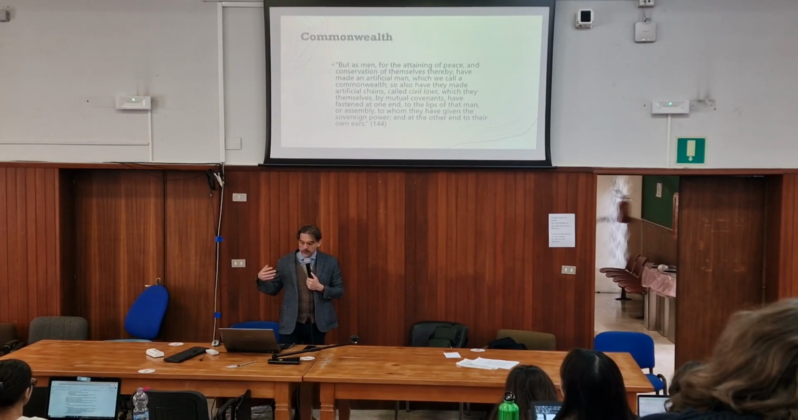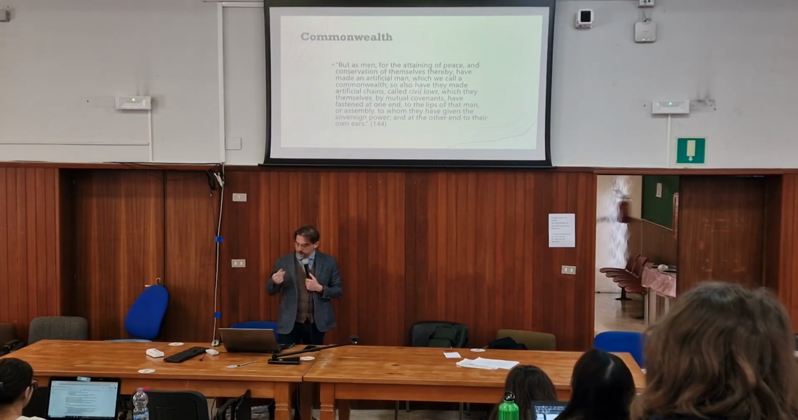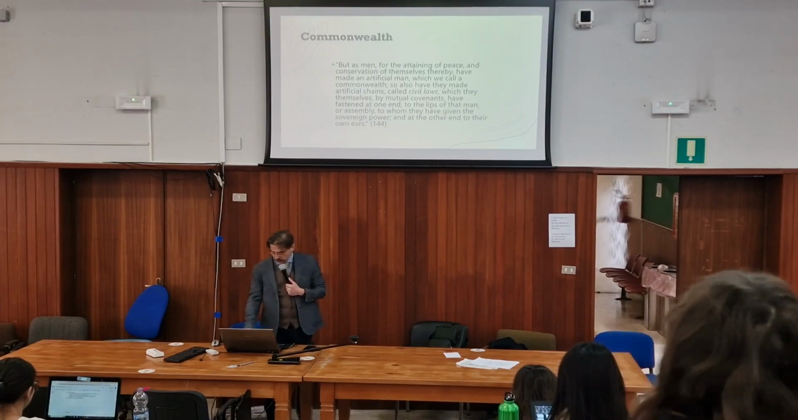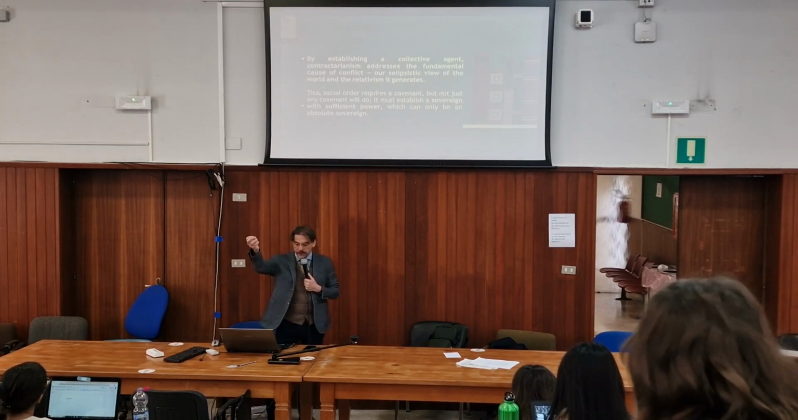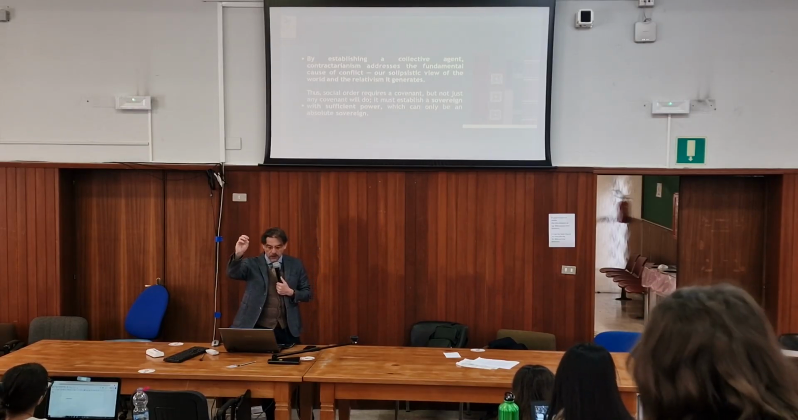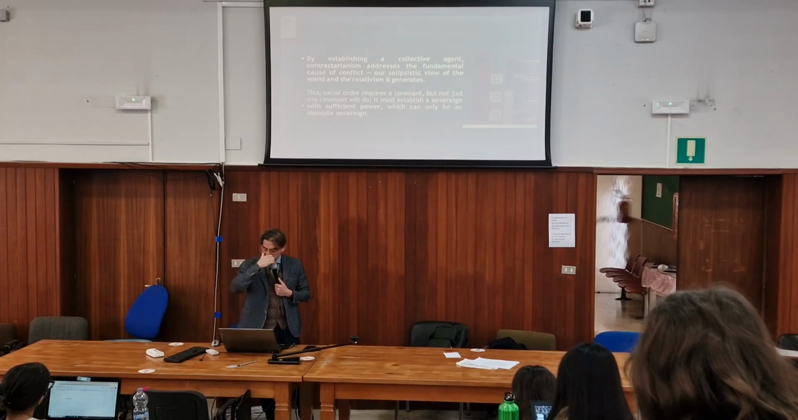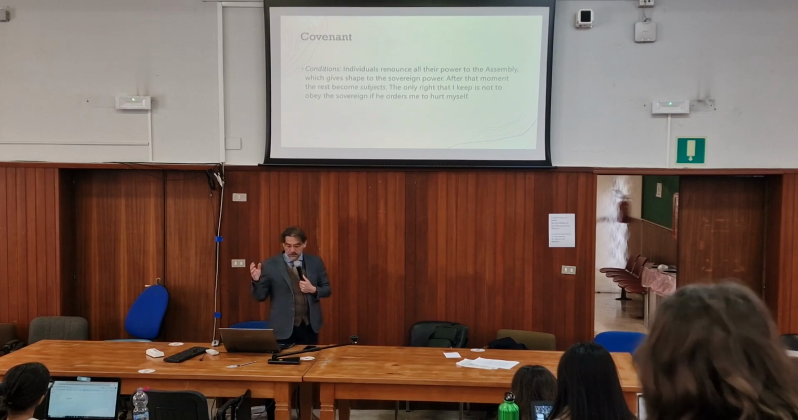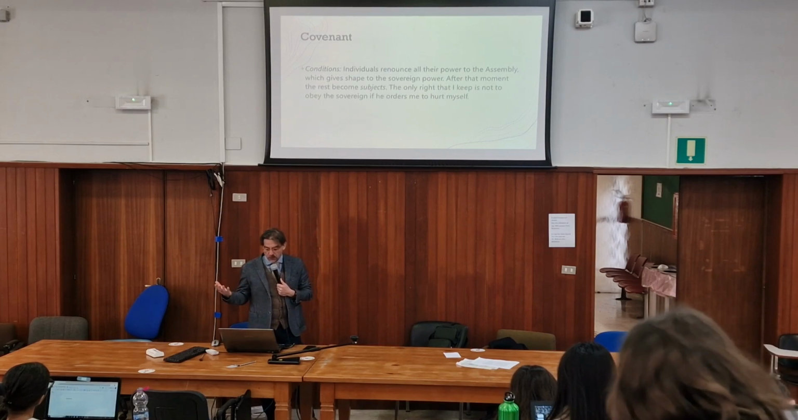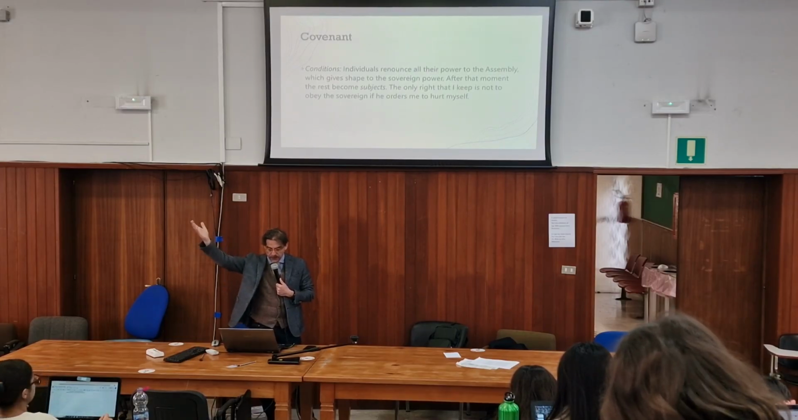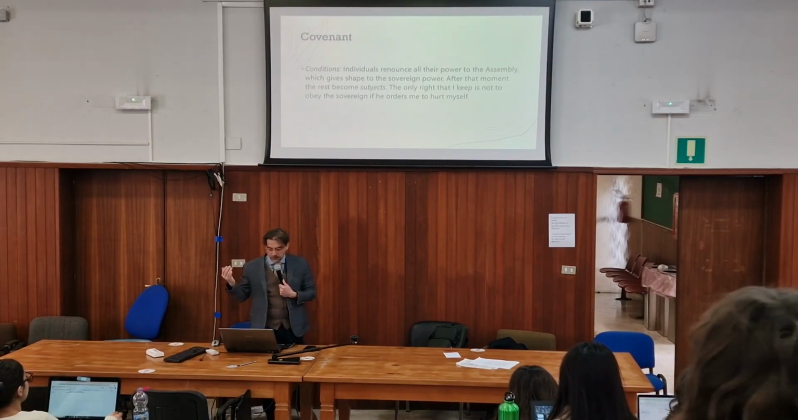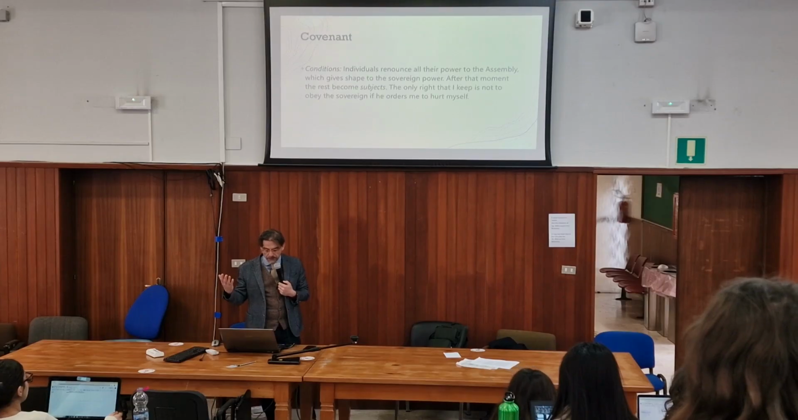So we want to make this social contract to establish the Commonwealth, and to establish the civil laws, and to do this mutual covenant. So, we establish this Leviathan as a collective agent. So, we overcome the natural conflict, the natural individualism, the natural egoism, the natural tendency towards violence. So we do this pact or covenant. Individuals renounce all their power to this assembly of men or individual men, which gives shape to the sovereign power. And we become subjects to this power. We have to obey this sovereign power.